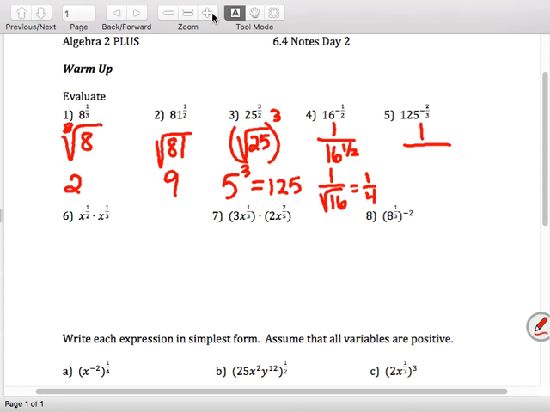So number 5, I have 1 over 125 to the positive 2/3. So watch this. Now I do usually like my negative exponent property, but then watch, the cube root of 125 is 5. 5 squared is 25. Just don't lose the 1, okay? Don't lose the fraction, so I can jump right there if you can handle that.